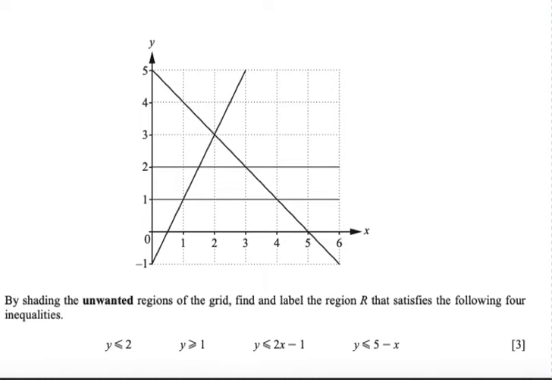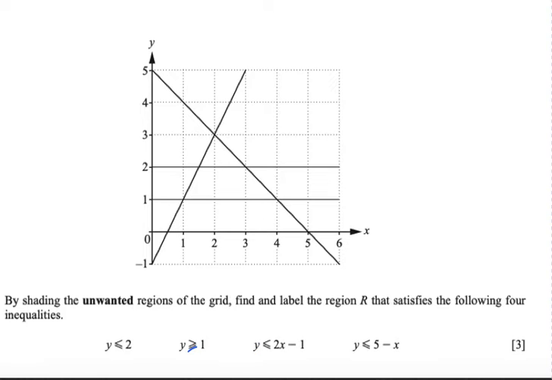Inequalities are related to equations. The only difference between equations and inequalities is the sign used. In equations, we use equal signs, and in inequalities, we have the less than or equal to, greater than or equal to signs. So equations are represented by lines, inequalities are represented by regions. We shade the regions that do not represent the inequality, meaning that the region left unshaded is the one that satisfies the inequality.